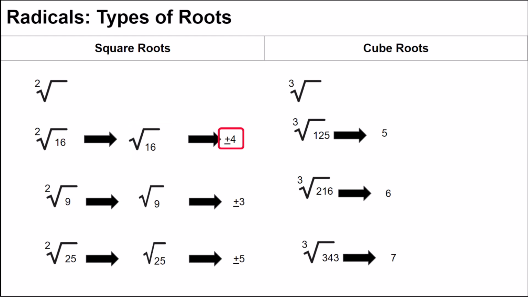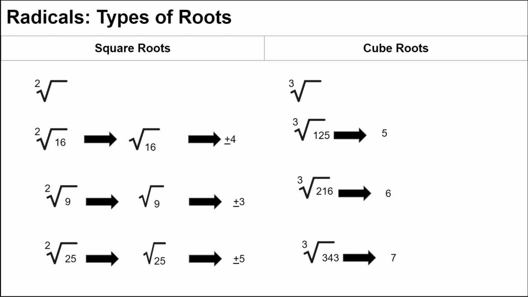And simply put, that's because 4 times 4 is equal to 16, positive 16, but so is negative 4 times negative 4. Because you're multiplying a negative times a negative, you get a positive. In a similar manner, the square root of 9 can be written with just a radical sign and 9 underneath that, and the answer will be plus or minus 3, again because positive 3 times positive 3 is 9, but so is negative 3 times negative 3. And again, the square root of 25 can be written as follows, with an answer of plus or minus 5.